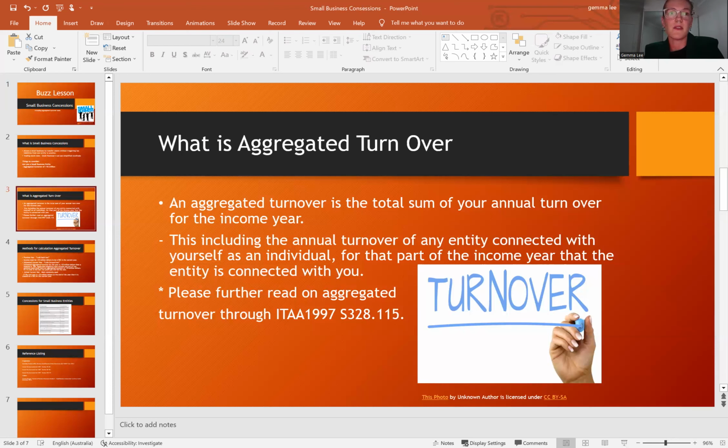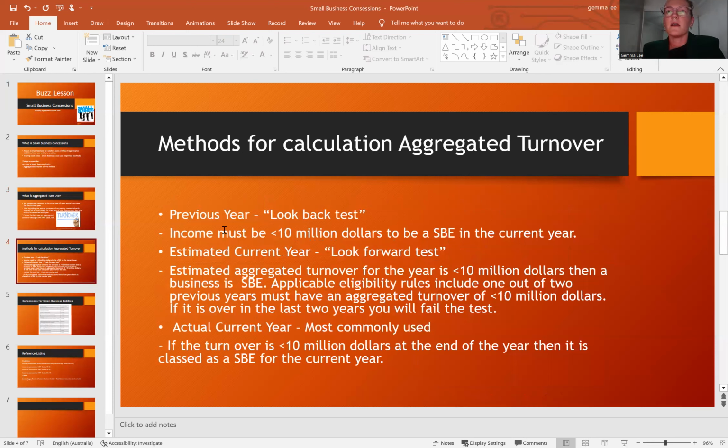Now, there are three different methods in relation to aggregated turnovers for small business entities. These include the following. The first method is the previous year method, otherwise known as the look back year. In order to use this method, you must have an income of less than $10 million to be classified as a small business entity in the current year.